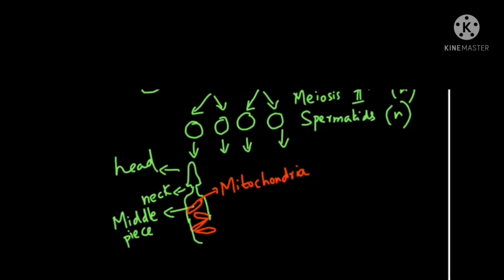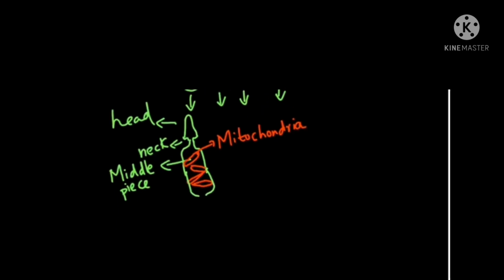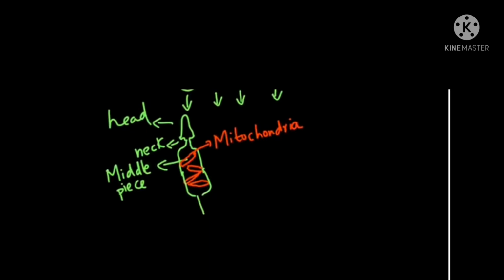Rest will form tail. Tail is for swimming. This is tail. Now there is a filament here which is not marked in your textbook. I am just telling you, like spindle fibers you have learned during cell division, like that microfilaments are there. That is the one giving skeleton to the tail and all. Now these are the 3 parts of sperm: head, neck. Neck is not very important. Head, middle piece and tail.